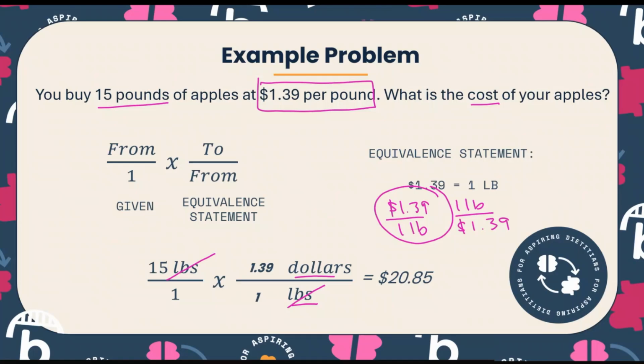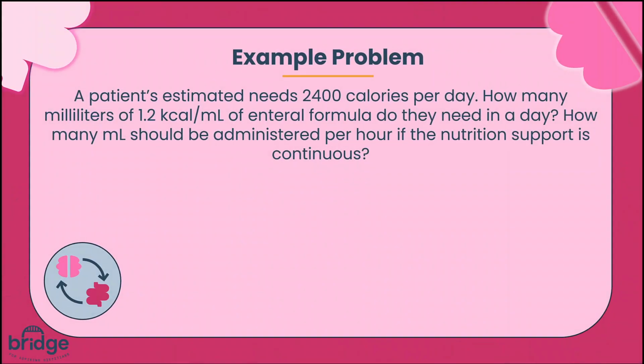So before I send you off to try these on your own, let's try one in the clinical world. We'll go deep into this in our upcoming lesson on enteral nutrition and TPN. But for now, let's see how dimensional analysis helps us build complex calculations with confidence. This problem says that we have a patient who needs 2,400 calories every day. How many milliliters of 1.2 kilocalorie per milliliter of enteral formula do they need in a day? How many milliliters should be administered per hour if the nutrition support is continuous? Take a breath, pause the video, try it on your own.